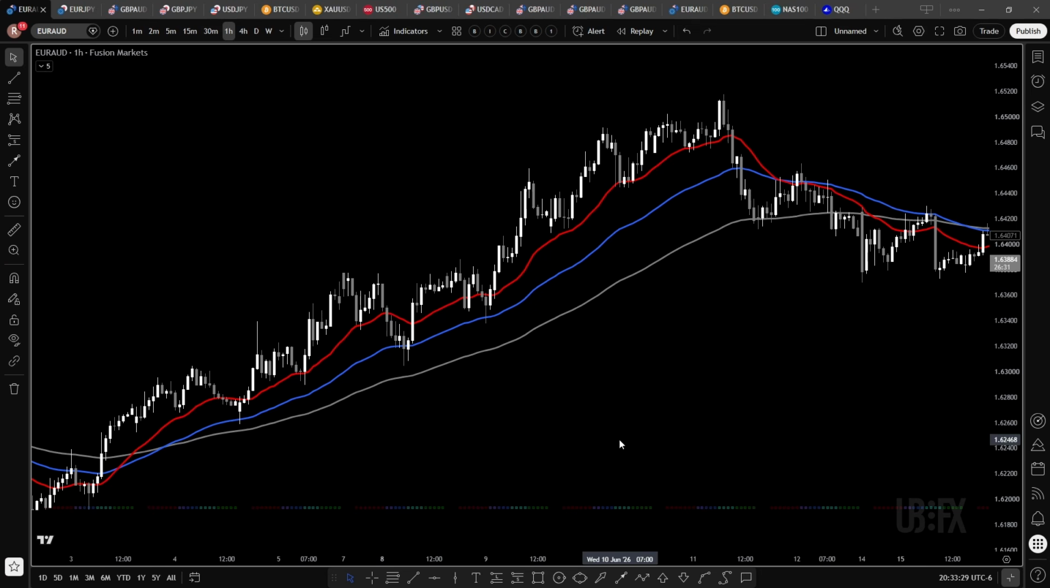Moving averages really are the cornerstone to my trading. Looking at naked charts is okay, but 90% of traders don't have this skill to look at a naked chart and see what's going on.